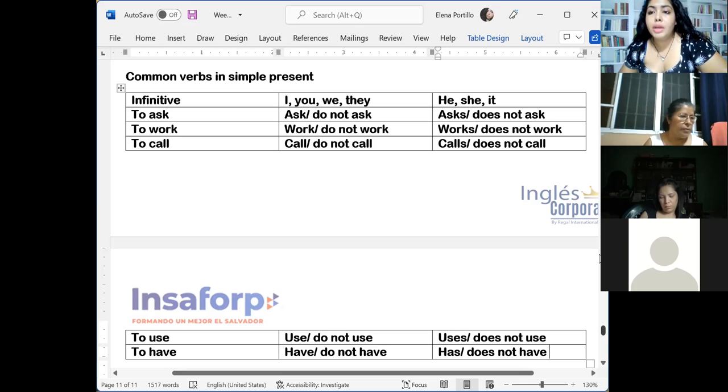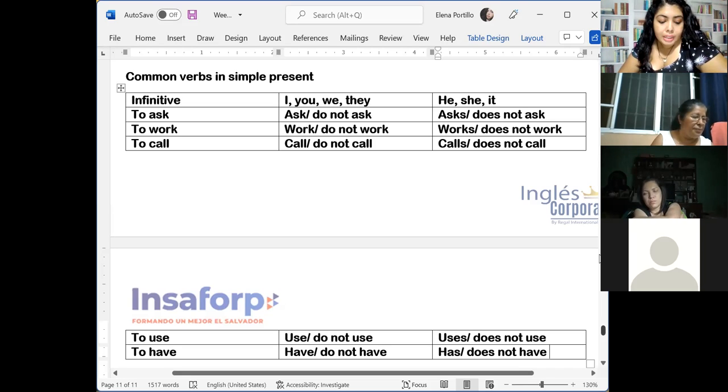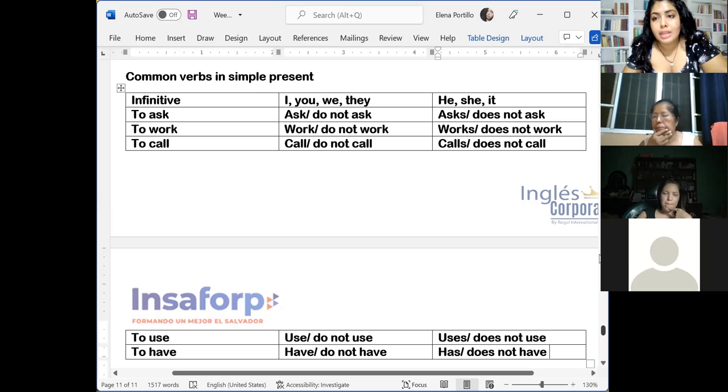So, in the case that we have the verb to be, in infinitive it is to be, and when we are using you, we, they, it's are, and in negative is are not. And when I am using I, it is am, and in negative is I am not. And for the third person, he, she, it, is, or is not. And that's the end for the present simple.